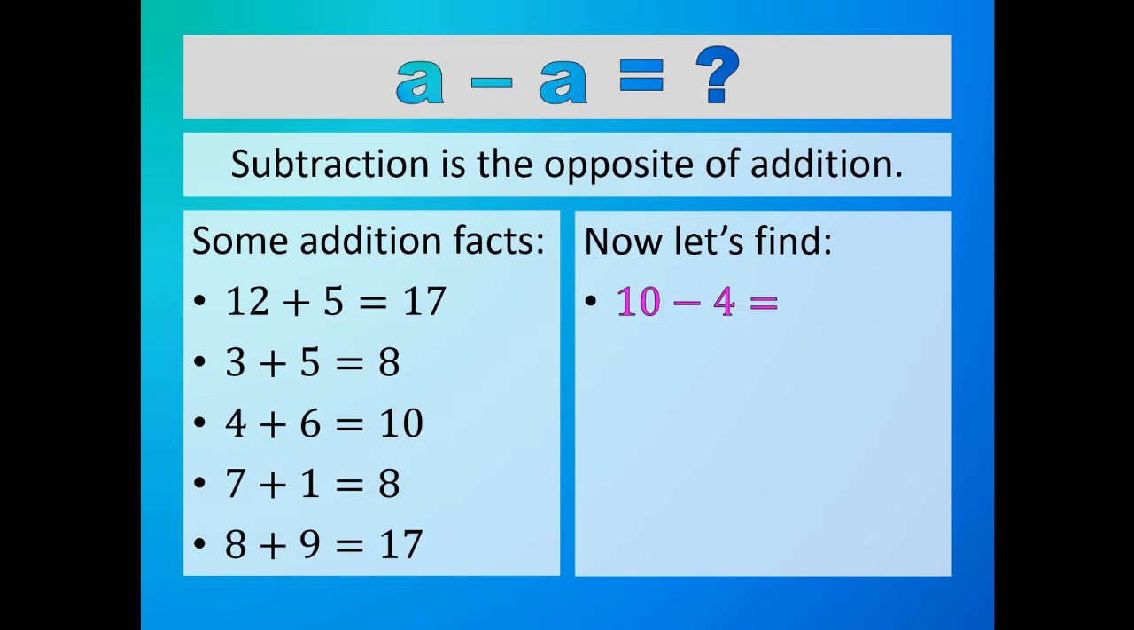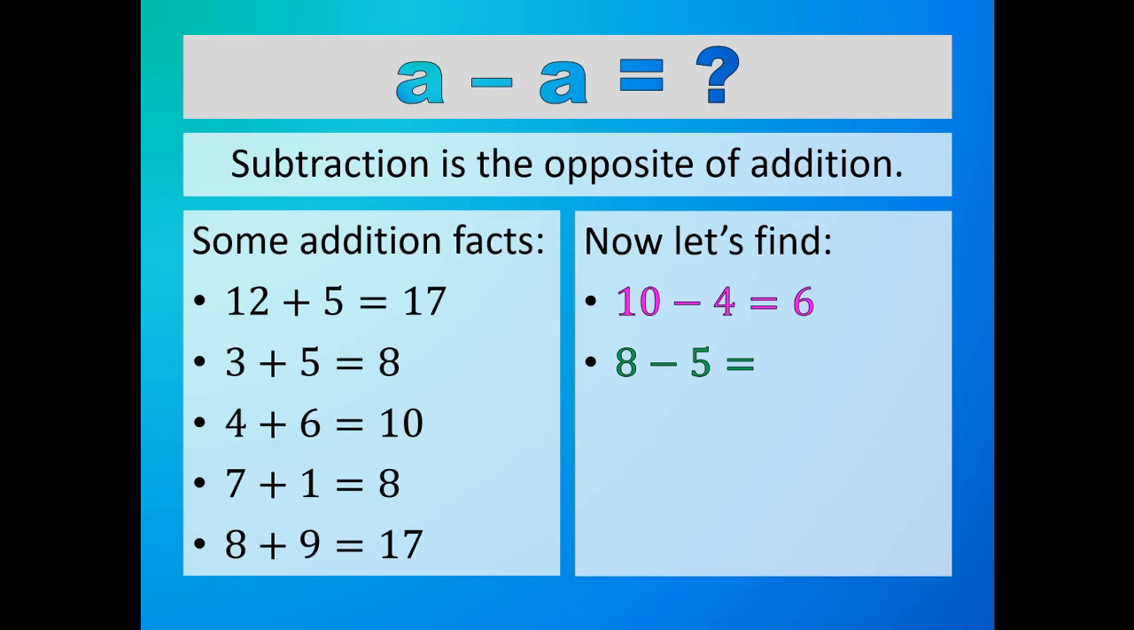Now let's find 10 minus 4, using the fact that subtraction is the opposite of addition. So we're going to need for the sum of one of the addition facts to be 10 and one of the numbers being added to be 4. And where we see that is on the third line. Here is 10 as a sum and one of the numbers being added as 4. The other number being added is 6, so 10 minus 4 is equal to 6.